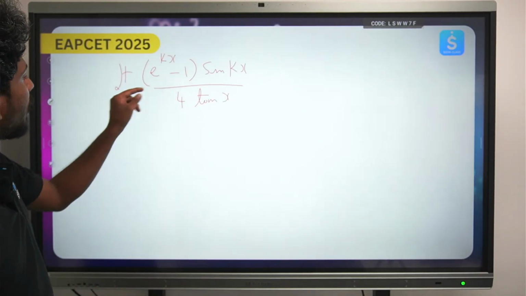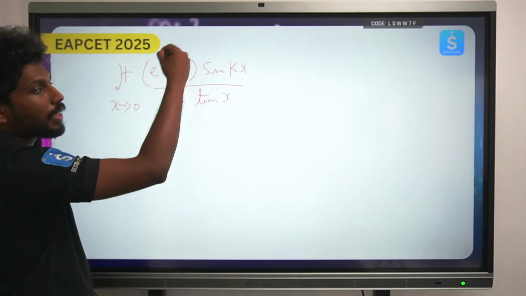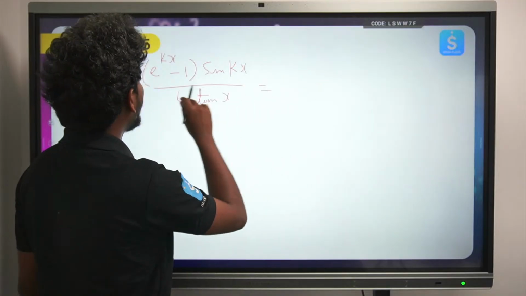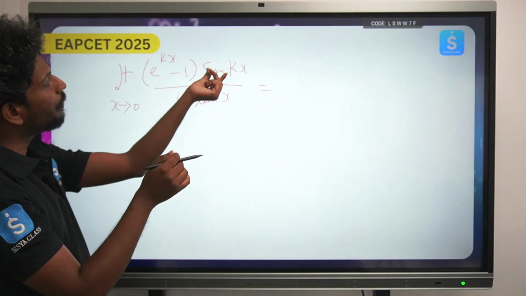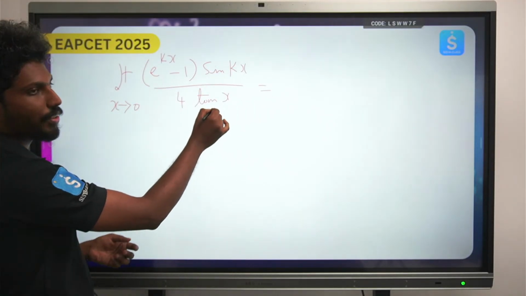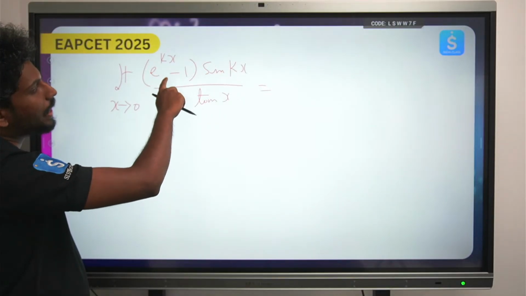Now see here, limit x tends to 0, we can use the limits formula. I just want one more x here, and I want x square for this. So I need x and x here. I'm just trying to multiply and divide by x square. Also if you observe here, there is k over here, there is k over here. I also want to multiply k square. So I'm multiplying and dividing x square k square in both numerator and denominator, and let's try to see what exactly is happening over here.